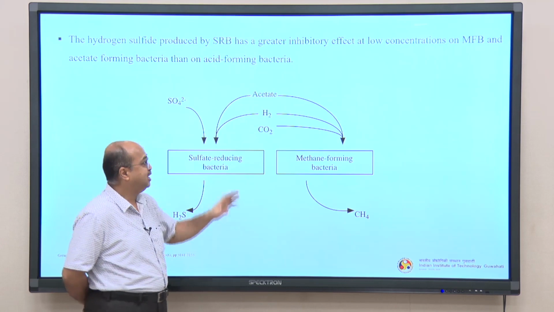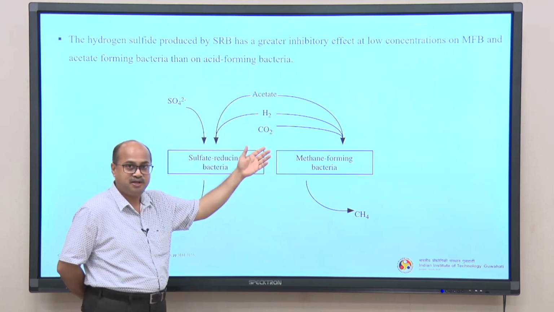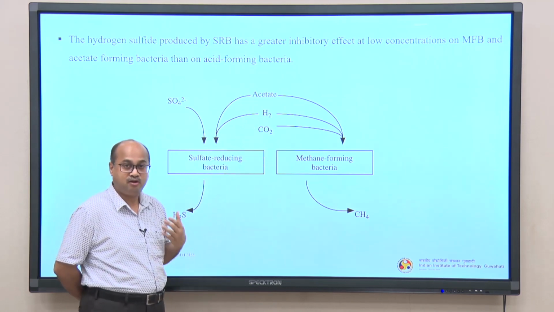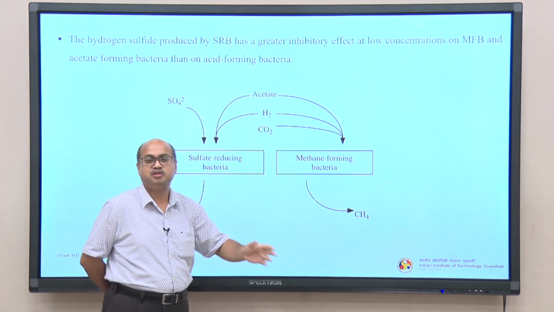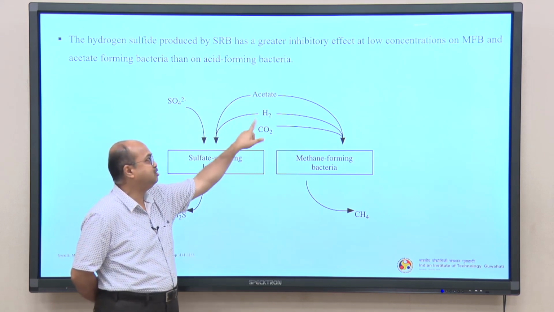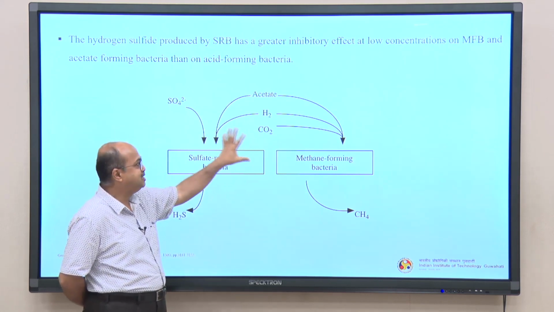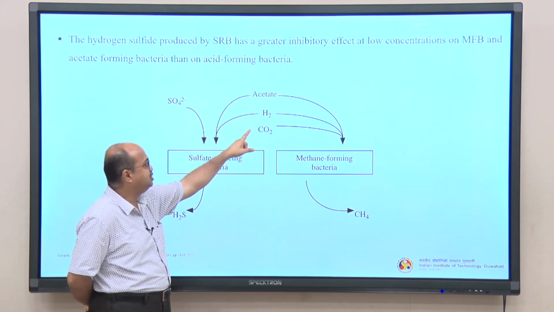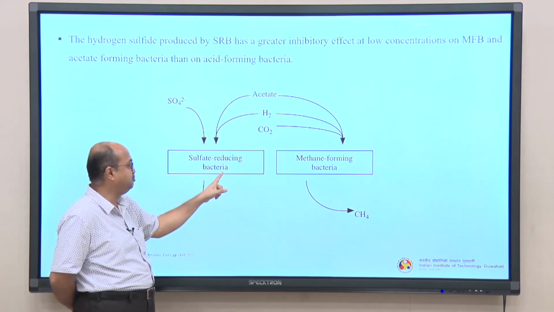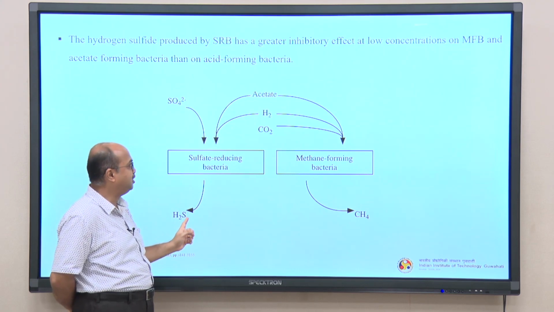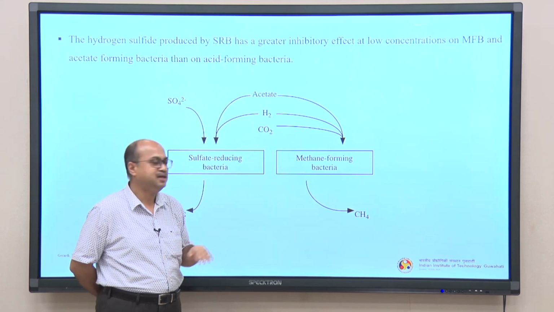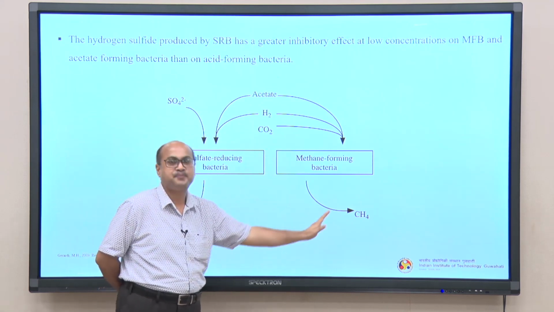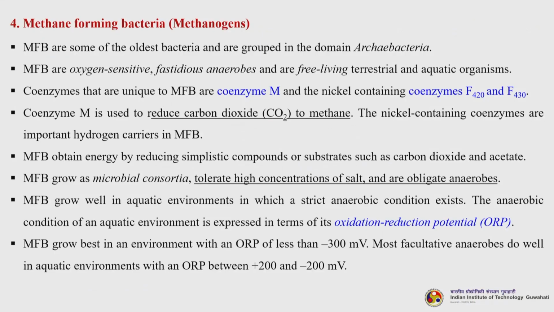As we have understood, beyond certain limits of hydrogen inside the fermenter or anaerobic digester, the methane forming bacteria will cease their methanogenic activities. So, the hydrogen has to be continuously removed. In this symbiotic relationship, the hydrogen is consumed by the sulfate reducing bacteria to form hydrogen sulfide, and the level of hydrogen is maintained in such a way that the methanogenesis reaction is favored. Okay. So, next is methane forming bacteria.